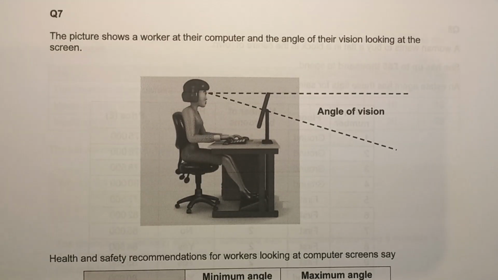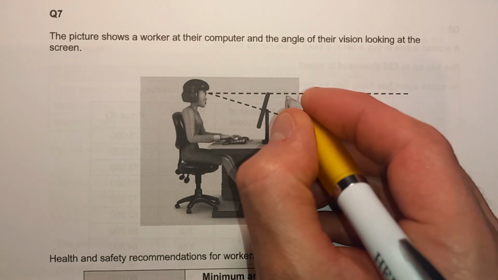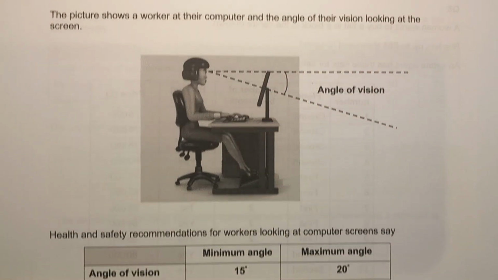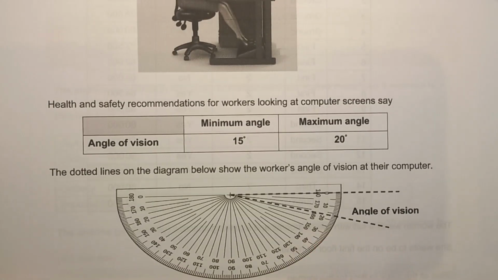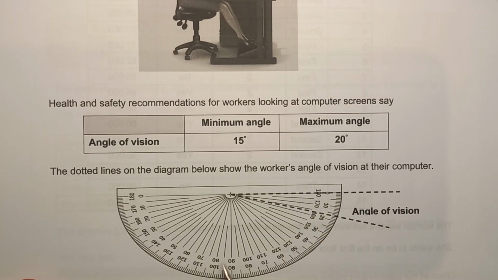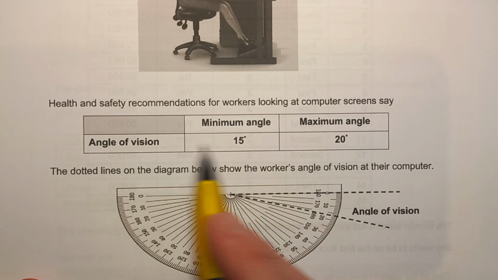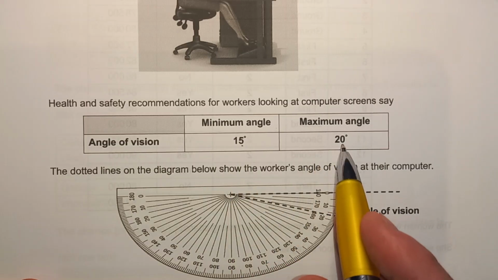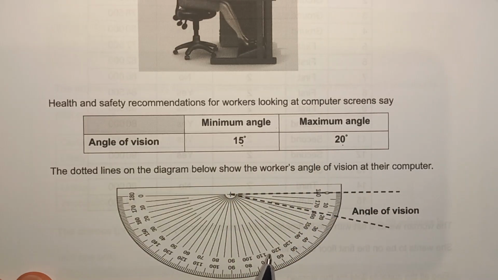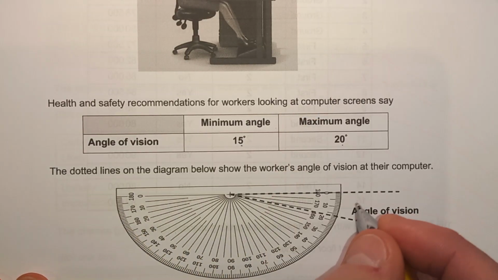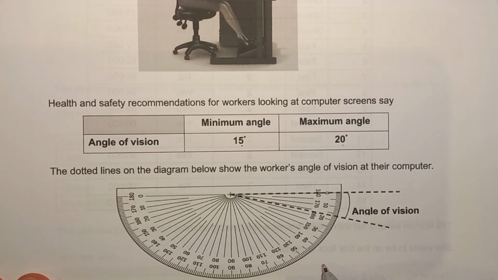Question 7. The picture shows a worker at their computer and the angle of their vision looking at the screen. Okay, here's the angle of vision. So we can do that to make it look like an angle. Health and safety recommendations for workers looking at computer screens say the minimum angle of vision is 15 degrees, the maximum angle is 20 degrees. The dotted lines on the diagram below show the worker's angle of vision at their computer. So where we drew that little arc, it's in there.